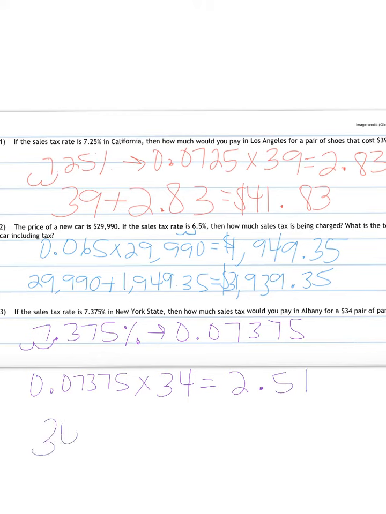Now, the pair of pants plus sales tax equals $36.51. Okay? So just find the percent with the sales tax, and add it back onto the original.